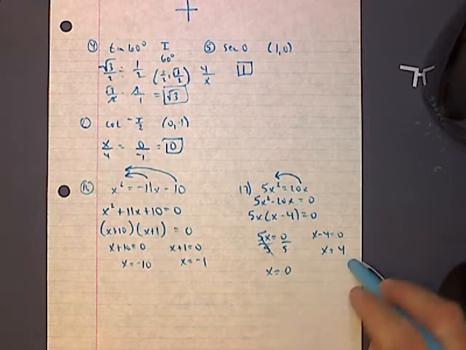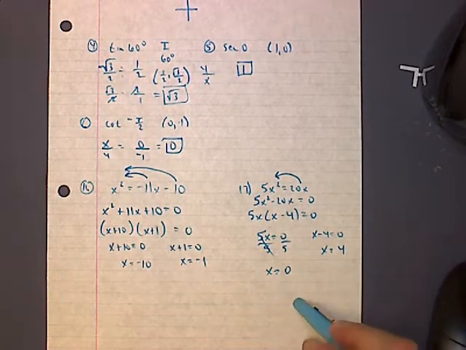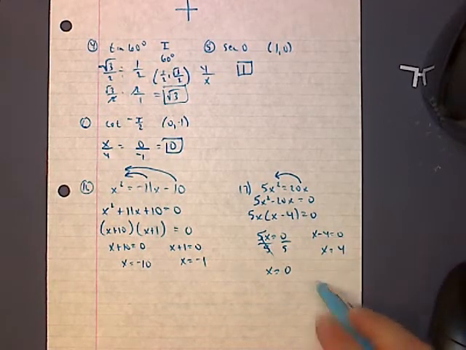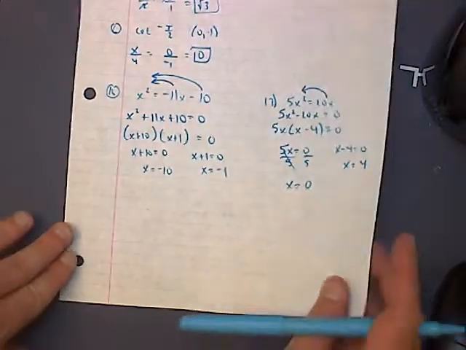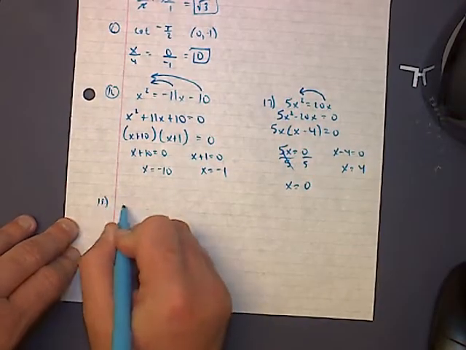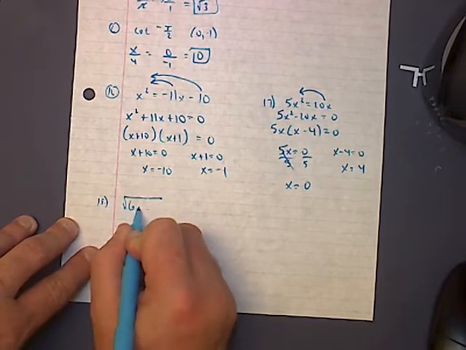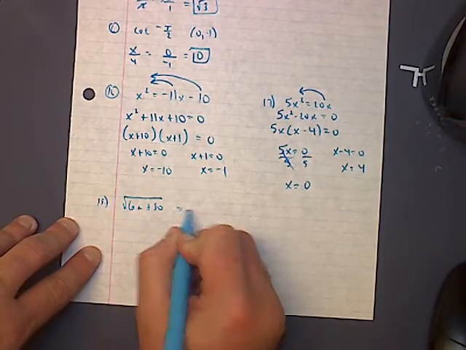Remember, names for solutions for quadratic equations are also zeros, roots, and x-intercepts. One more, number 18. And we will go over the other ones on Wednesday after you have a chance to do them.